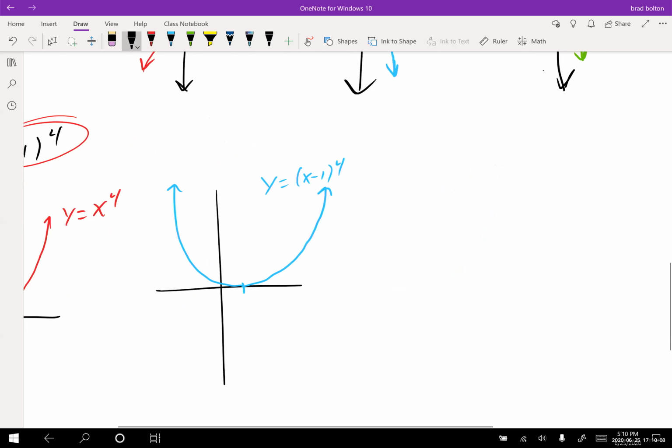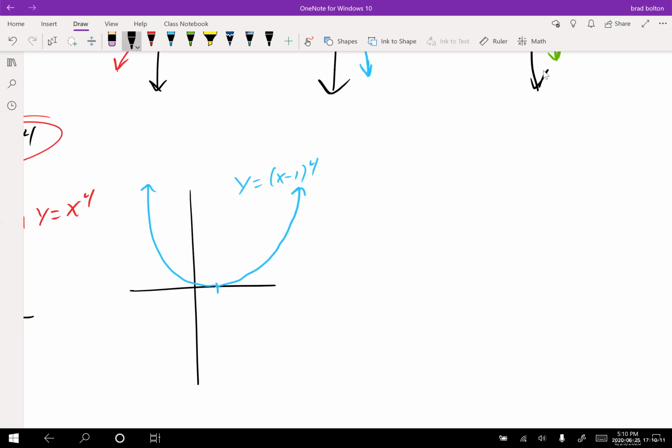Now we have to do it with 1/2. So let's draw another one. Maybe I should put it up higher. Y equals 1/2 times x minus 1 to the fourth. So now that means it's going to be vertically compressed even more than before.